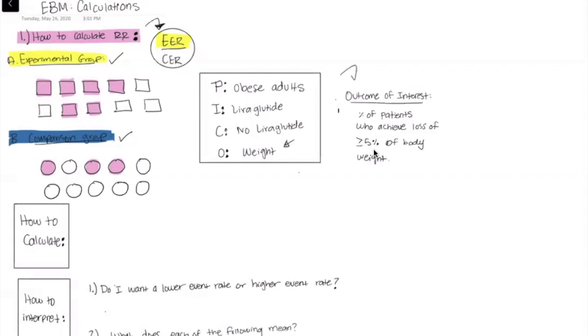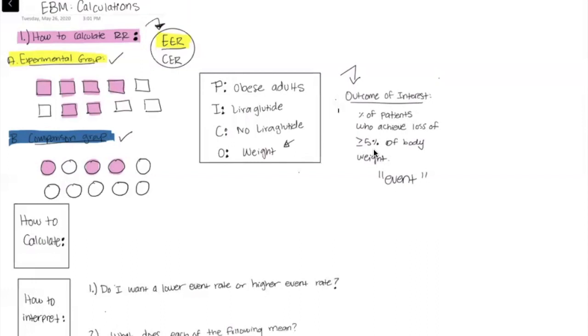Now let's specifically say that our outcome of interest was the percentage of patients who achieve a loss of at least 5% of their body weight. So either the patients lost greater than or equal to 5% of their body weight, or they did not. So it's almost like a yes or no question. Did the patient achieve at least a 5% reduction in their body weight? If yes, then they are considered to have the event. If no, then the patient is not considered to have the event.